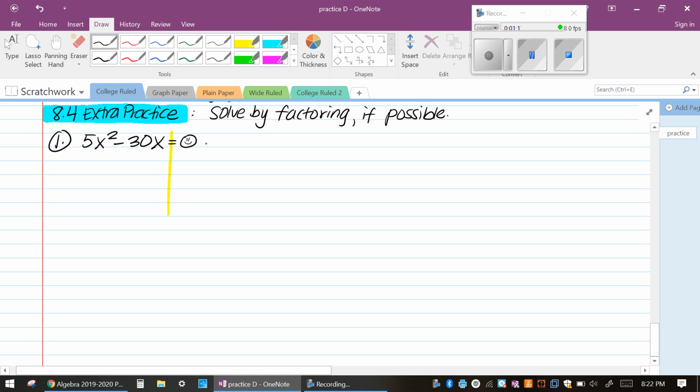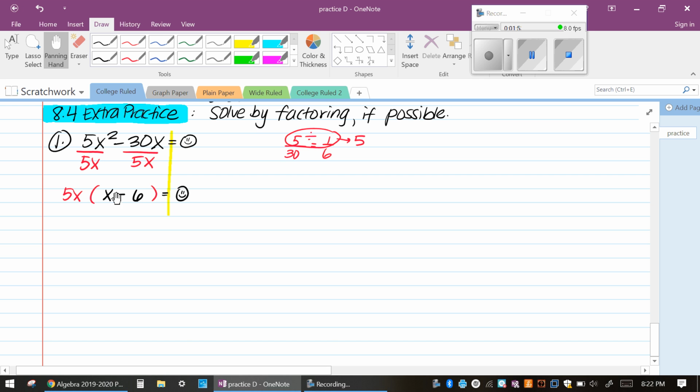Okay, since we have a binomial, the first thing we need to check is GCF. So the GCF for 5 and 30 is 5. But these also have an x in common. So I'm going to divide it by 5x. Your GCF goes in front, and you're left with 1x minus 6 in parentheses. Since x minus 6 is not a difference of squares, then I'm done factoring.